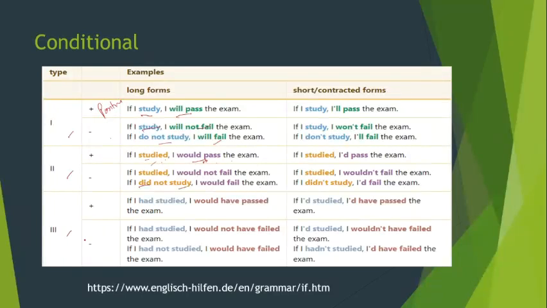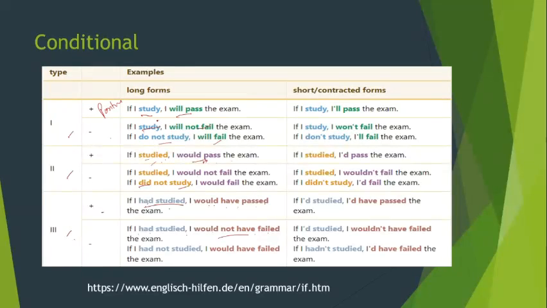When we talk about the third conditional sentence in the positive sense, we use the perfect form. If I had studied, then you should write, I would have passed the examination. So with the perfect form, we use would have and then the verb form. Then the negative sentence: if I had studied, I would not have failed the examination. So these are the simple three types of conditionals.